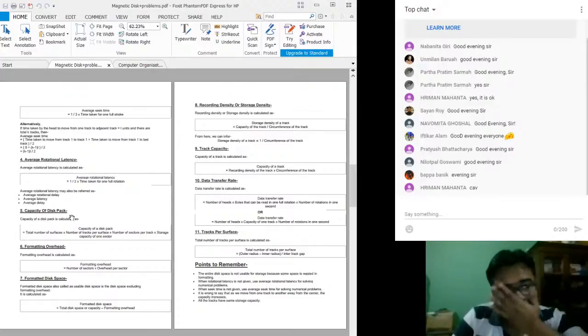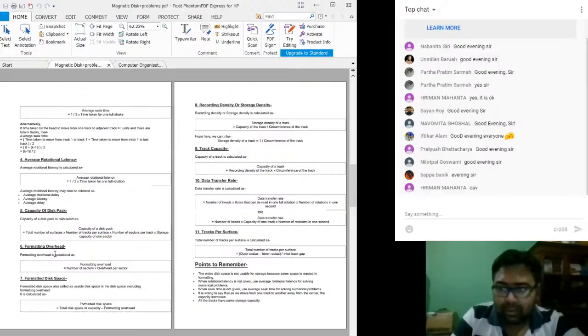Next, this and the rest of the terms are with respect to storage. First comes capacity of the disk pack. Multiple disks are there, which together form cylinders. The capacity of a particular disk pack is the total number of surfaces multiplied by the number of tracks per surface multiplied by the number of sectors per track multiplied by the storage capacity of one sector.